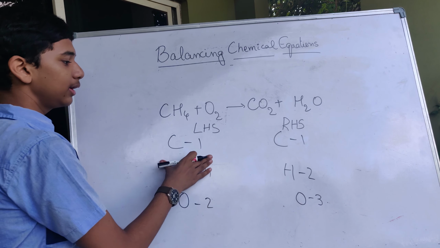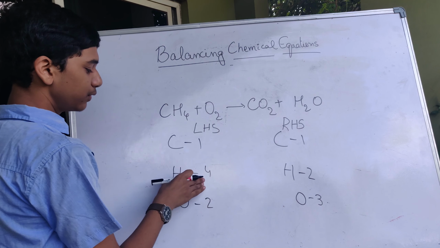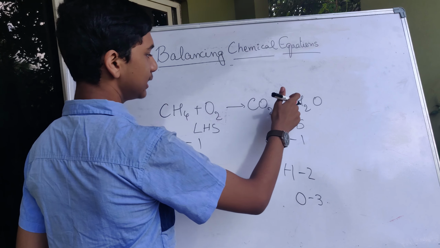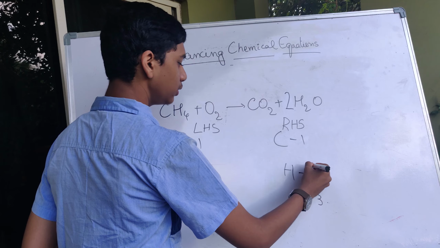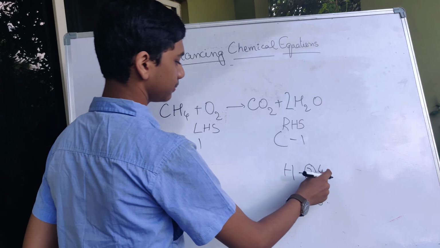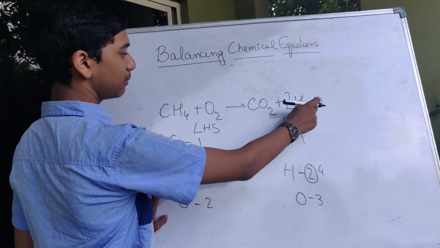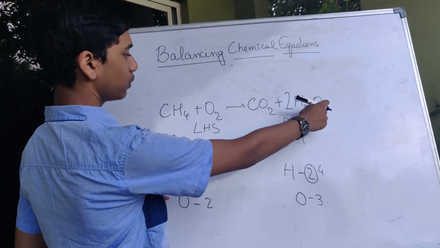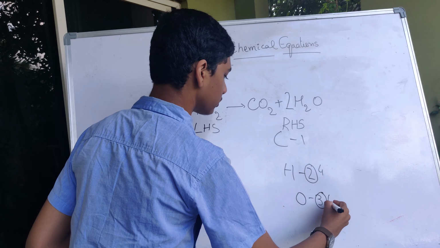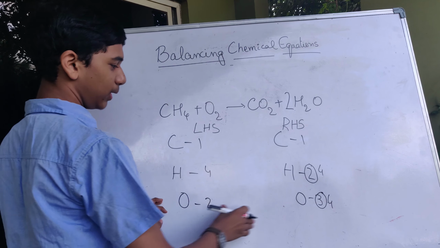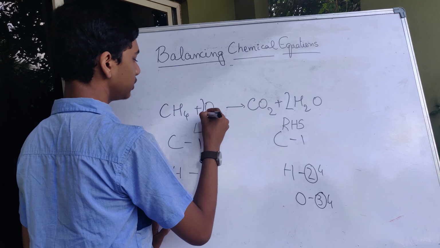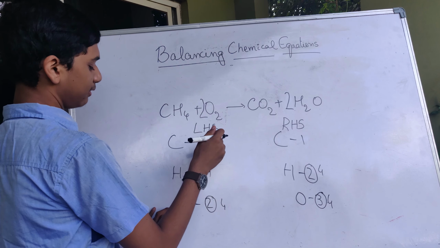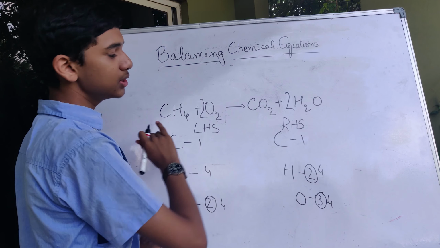So here already carbon has been equated. Let's move down to hydrogen. To balance hydrogen, multiply this with 2. So the new number of hydrogen atoms becomes 4. But this has changed the number of oxygen atoms. So the new number of oxygen atoms is O2 plus 2 into O. So that is 4. To equate both of them again, multiply this with 2. So the new number of oxygen atoms is 4. So we have 1, 4, 4 and 1, 4, 4. So this equation has been balanced.